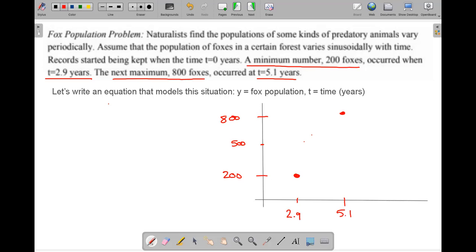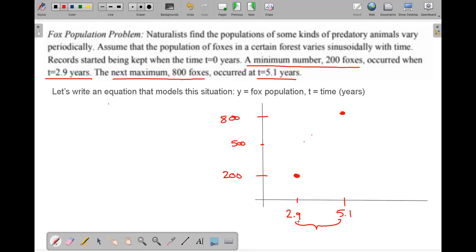a maximum. So this difference right here between 2.9 and 5.1, that is 2.2 years, right? So the difference between the maximum here and then the next minimum is going to, again, be 2.2 years. So adding that on there, we get 7.3. So 7.3 will be when we hit another max or another minimum.